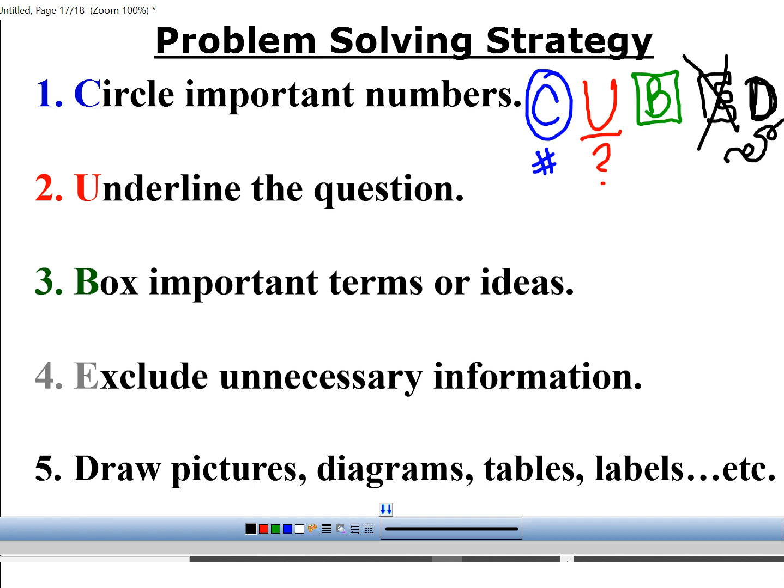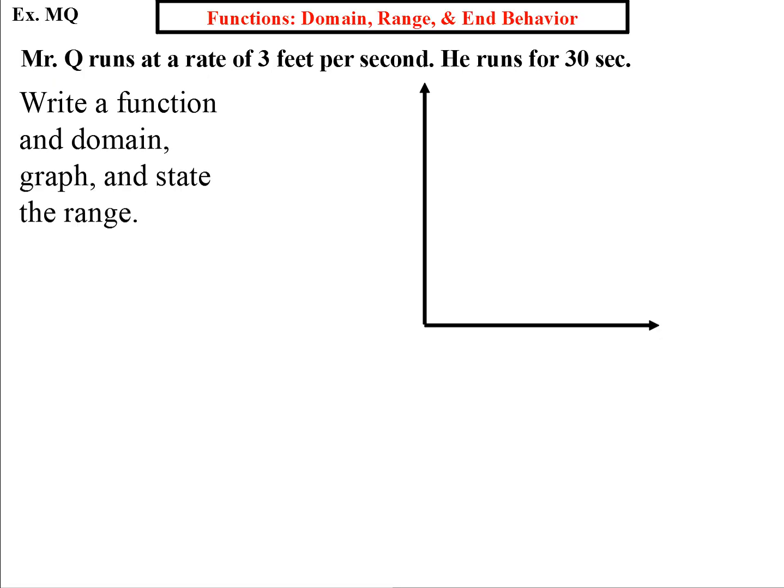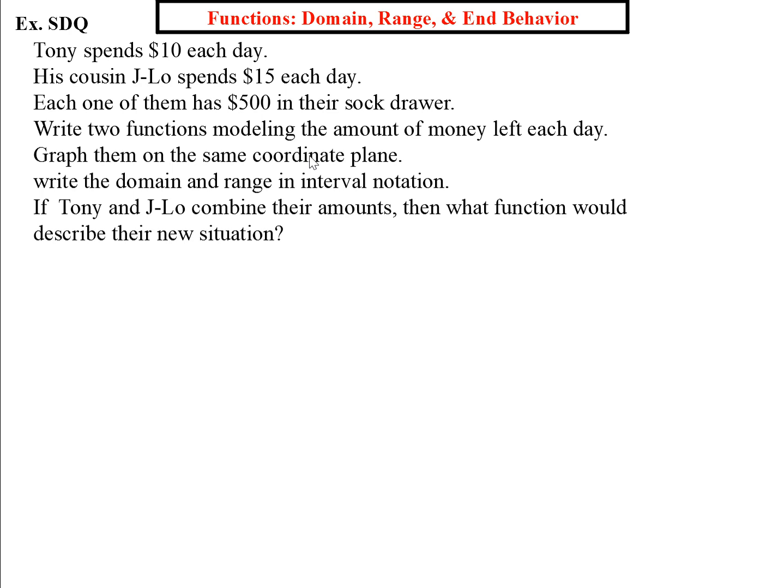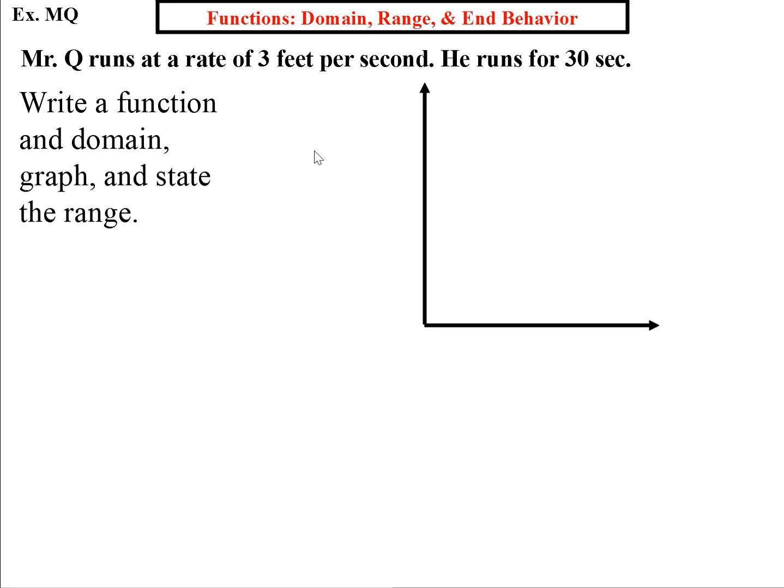Now I'm going to move on to the last problem because we're running out of time. I just want to get to that problem. It's a word problem, and it's a linear problem. I just want to show you a couple of things before I have you copy it. And like I said, you can finish copying this on the NearPod presentation. Look up to the screen. It says, example mega Q. Oh, sorry. Mr. Q runs at a rate of 3 feet per second.